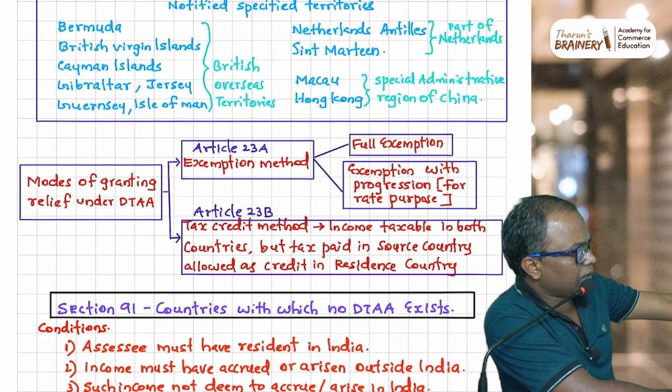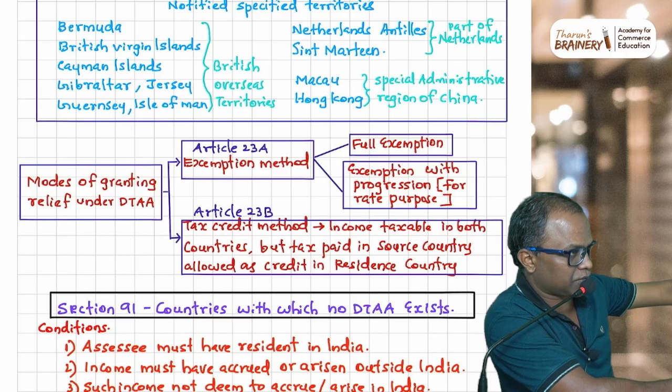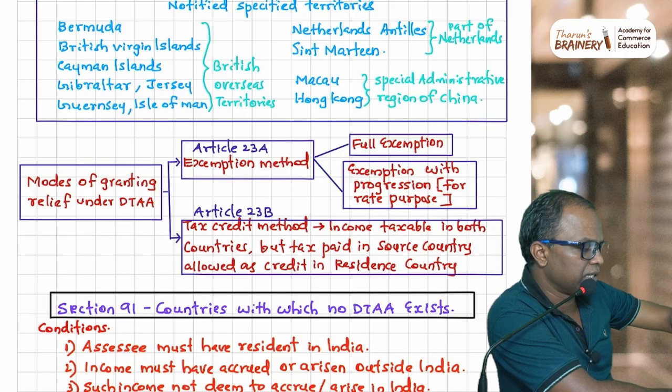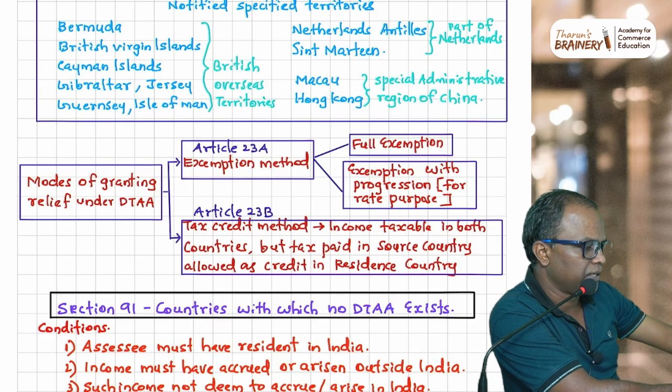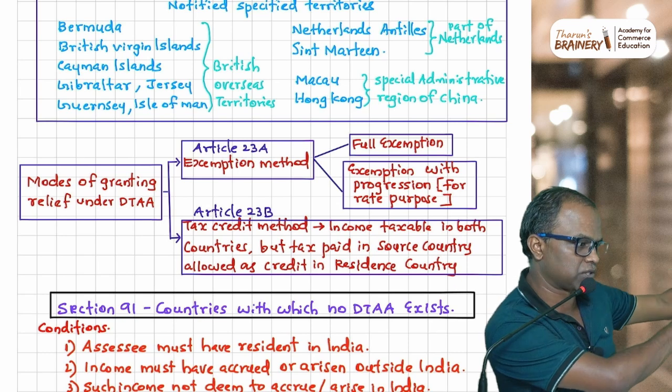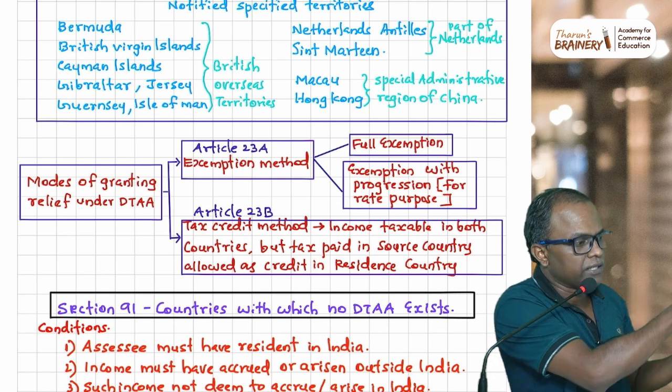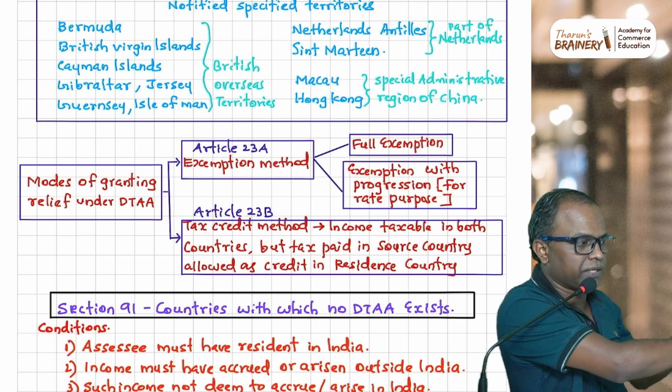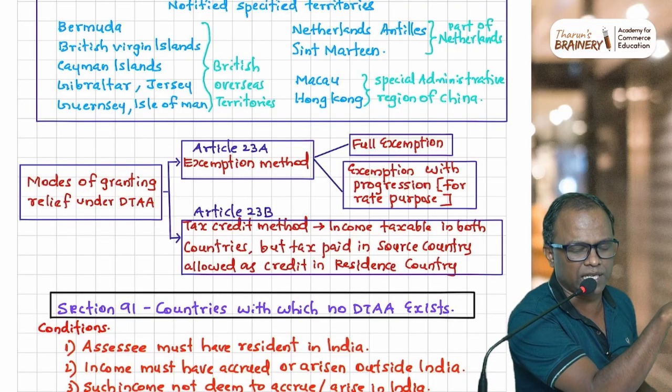There are two types of exemption. One is the full exemption method. Full exemption method means income will be taxable in the residence country and fully exempted in the source country, or sometimes the opposite: it will be taxed in the source country and completely exempted in the residence country. So that is the full exemption method.